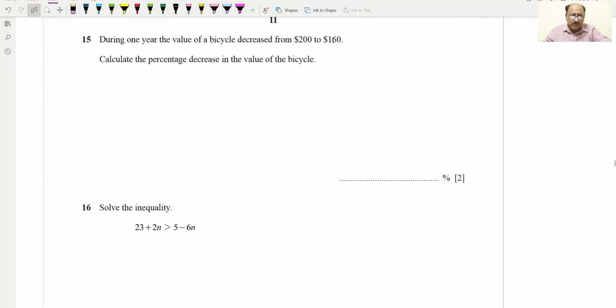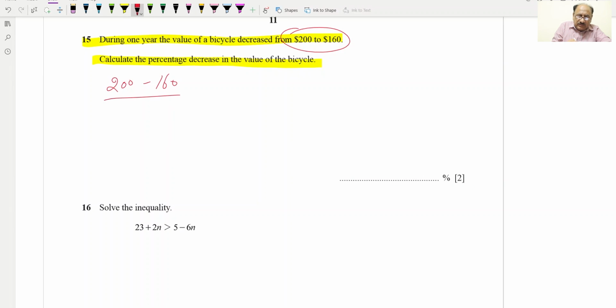Now we can move to question number 15, and 15 says during 1 year the value of a bicycle decreases from $200 to $160. So this is basically a decrease from 200 to 160, and they are saying calculate the percentage decrease, and this decrease is against 200, and for the percentage we will be multiplying this.